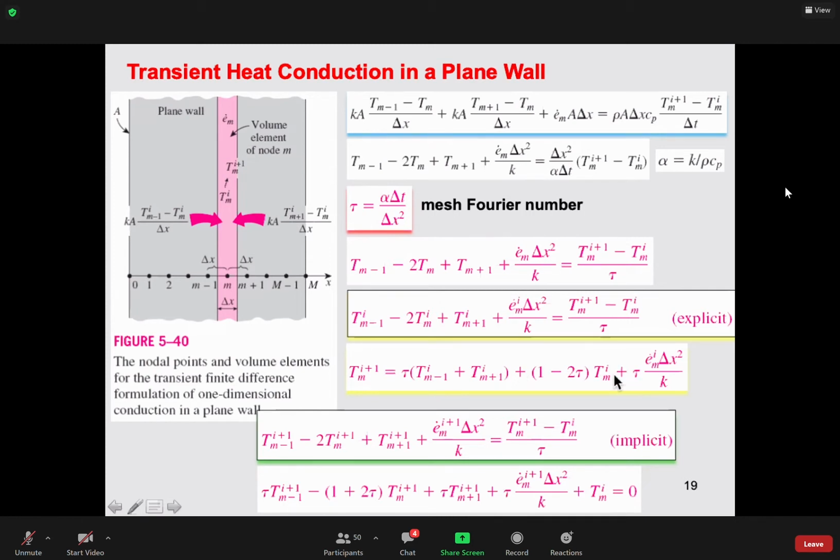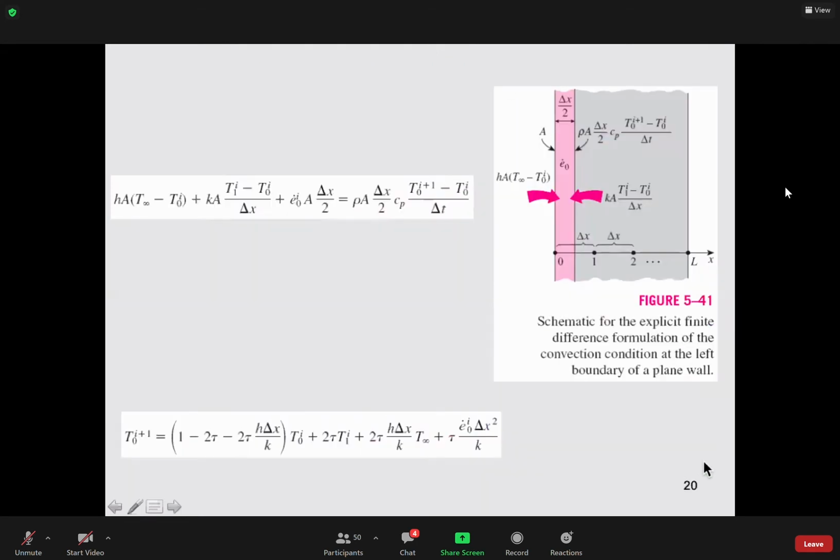Or I can write this equation in the implicit form, where all terms are written for the future. I know the temperature now, and I'm trying to calculate the temperature in the future, and the equation becomes in this format. Then the next time step, and the next, and so on. These were the 2 techniques that we discussed.